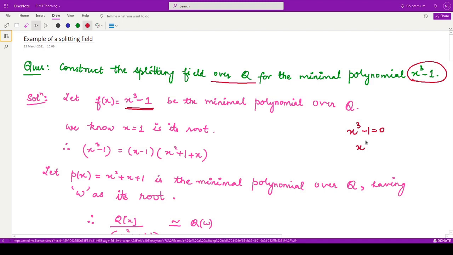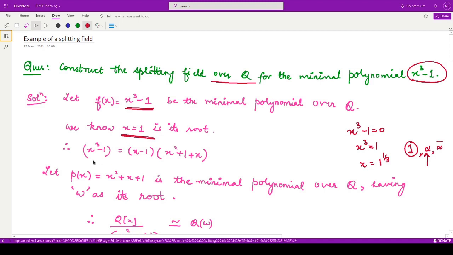So we obtain x cube is equal to 1, or x is equal to 1 to the power 1 by 3. So all the cube roots of unity, that is the root. So we know one is alpha, another is say alpha bar. These are the three roots. Say this is also one of the cube roots of unity, right? So x is equal to 1 is its root.